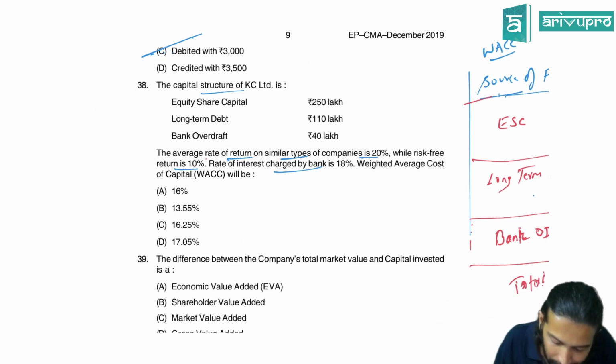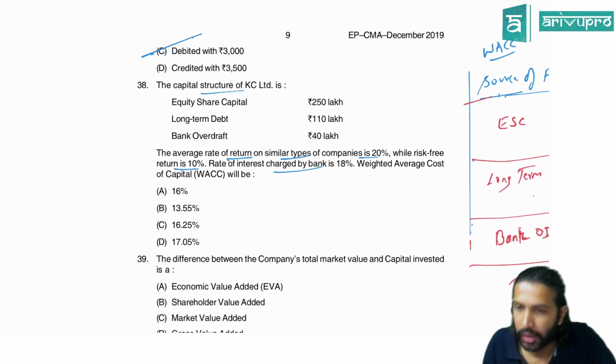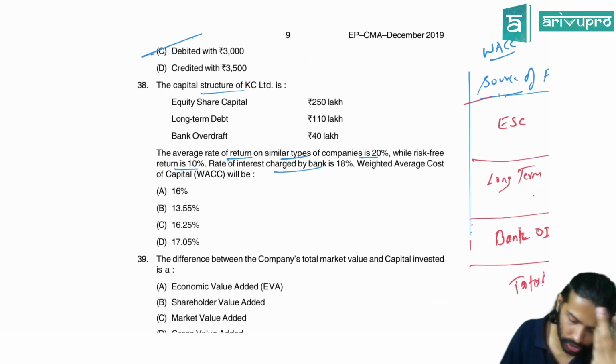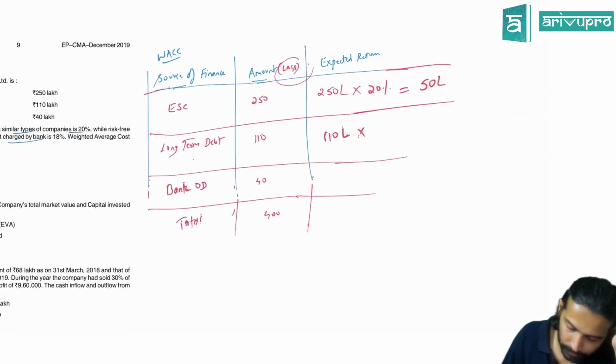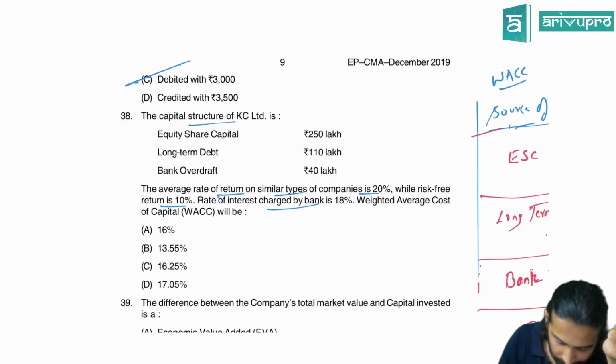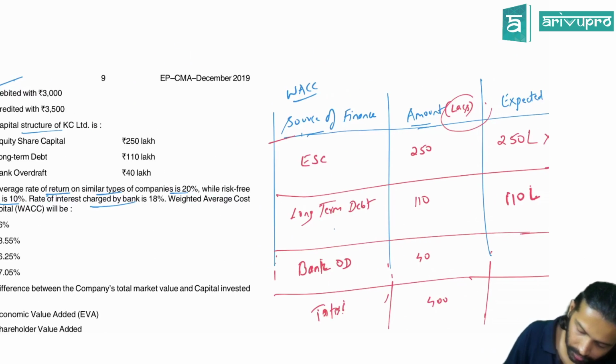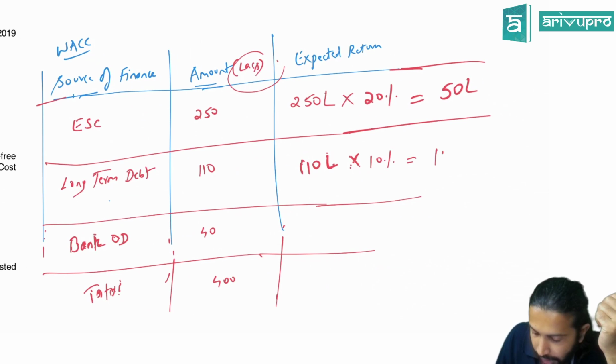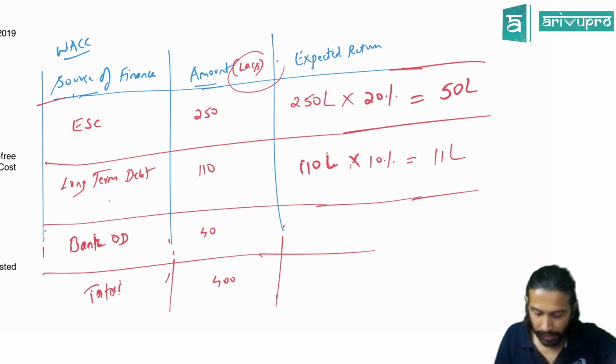This may not be right. This question is actually not that right. But still we have to solve it like that only to get the marks. That is one disadvantage, but we have to go with the flow there. So the long-term debt interest rate is 10% here. Take 10%. Capital is 110 lakh. 10% of 110 lakh is 11 lakh.